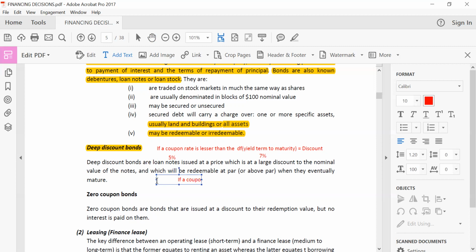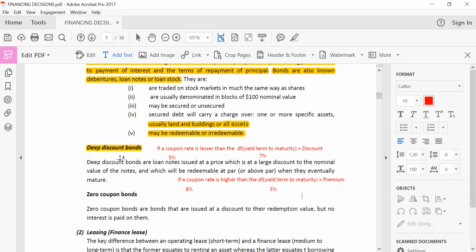If a coupon rate is higher than the discount factor, right? DF is discount factor, which is also called the yield term to maturity. Then we say that this bond is issued at what? A premium. This bond is issued at a premium. For example, if the coupon rate is 8% and the discount factor, the YTM, is 3%, then we need not look at any analysis. Because the coupon rate is higher than the discount factor, the bond is issued at a premium. Later on, we will see why this principle holds.